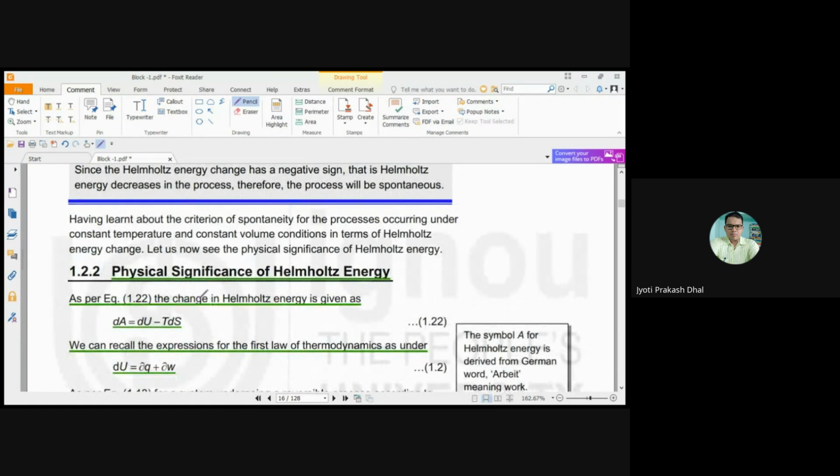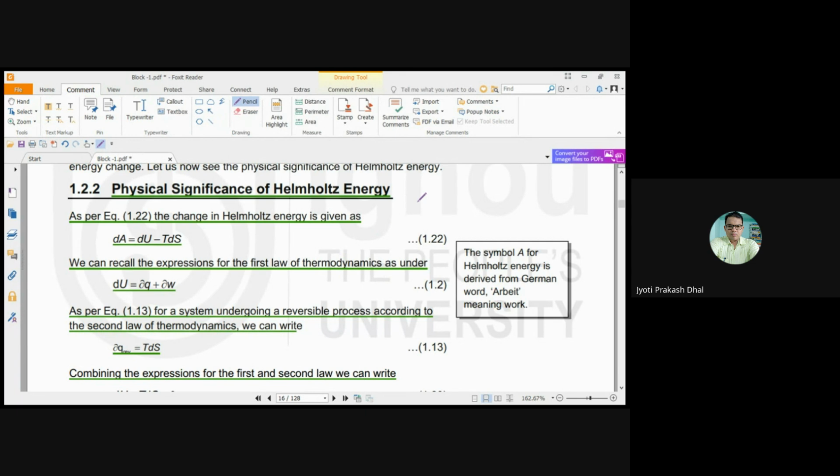Now coming to the physical significance of Helmholtz energy. That means we are still discussing the Helmholtz energy, A. So here we will discuss the physical significance of the Helmholtz energy.